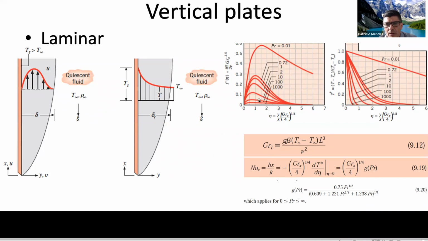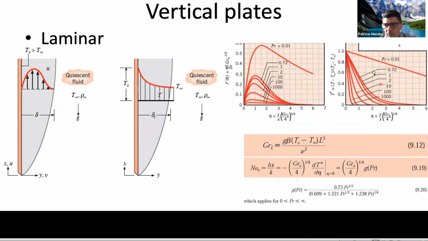And why do we have many different curves? We have them for different values of Prandtl, from 0.01, that is molten metals, to 1000, that is oils, right? And what we see in all cases is velocity increase, reach a maximum, and then go back down towards zero again.